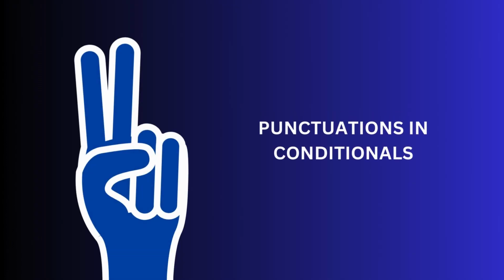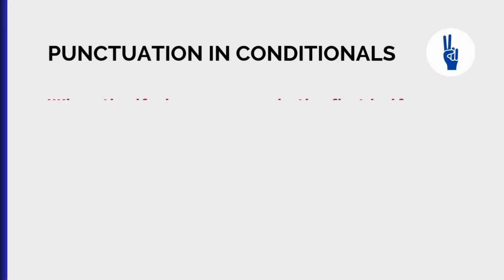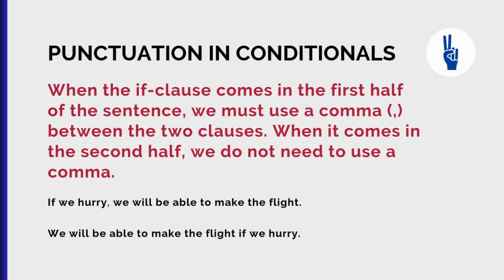Some conditionals need a comma. When the if clause comes in the first half of the sentence, we must use a comma between the two clauses. When it comes in the second half, we do not need to use a comma. Look at how the comma is used in these examples. If we hurry, we will be able to make the flight. We will be able to make the flight if we hurry.